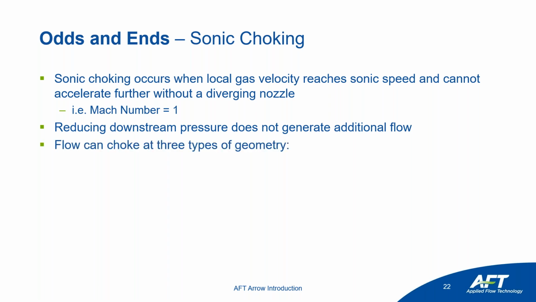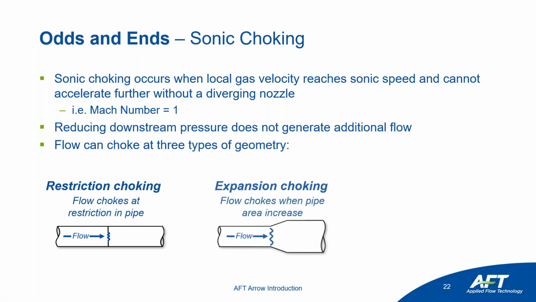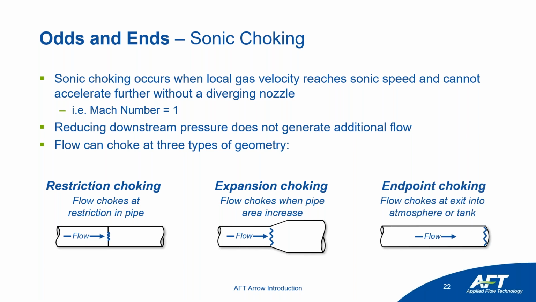Flow can choke at 3 different geometries. Most often you learn about restriction choking, where it might be a valve or an orifice where the flow going through this reduced area has to speed up, and it may go above that sonic velocity and sonically choke. However, you can also see sonic choking at expansions, whether that be an area change or maybe you have a T that is diverging flow. You have 1 pipe coming in, 2 pipes coming out. It could sonically choke there. Or as we saw in our model, it can also sonically choke at the endpoint of a pipe. Again, we have plenty of webinars that go into sonic choking in much more detail than we can here.